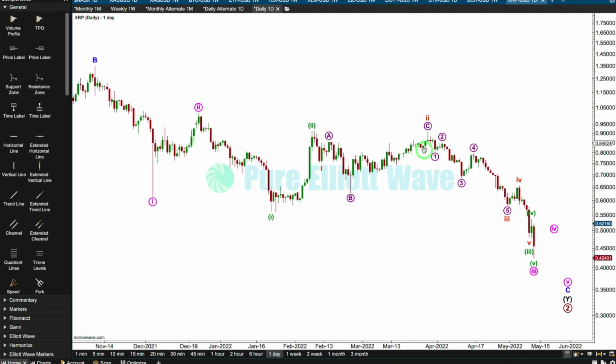I think this is a diagonal. Okay, well, that's my conclusion. The low's probably not in. It's got to do a little bounce, which may only last a couple of days, and then a final low.